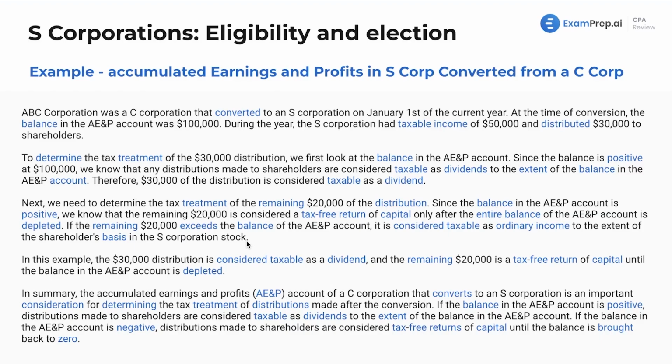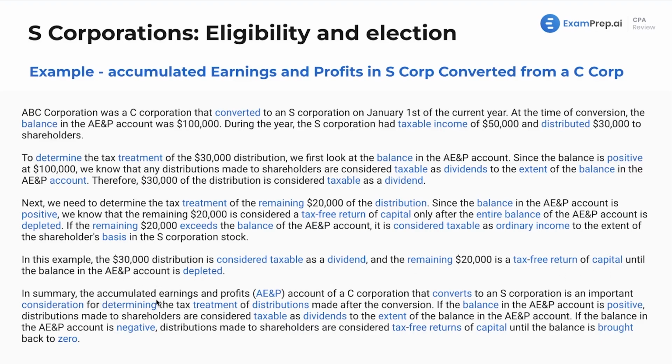Always making comparisons, always bringing other lessons to light. In this example, the $30,000 distribution is going to be considered taxable as a dividend, and the remaining $20,000 is a tax-free return of capital until the balance in the AE and P account is depleted.